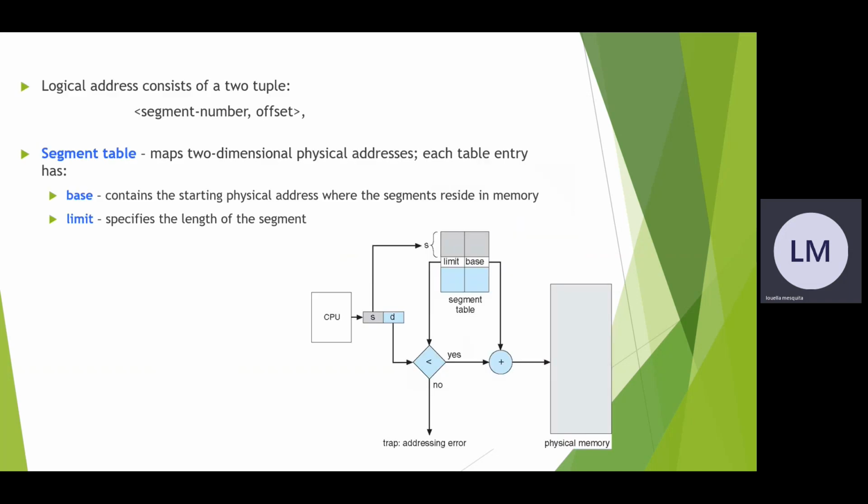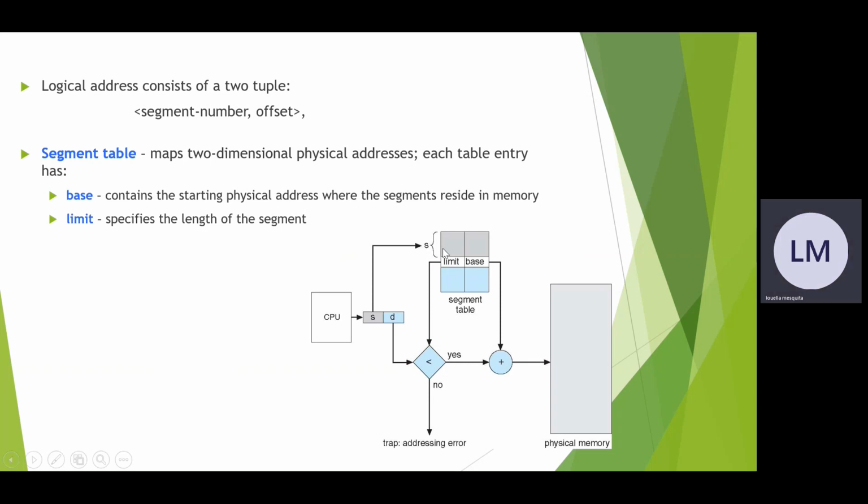When we talk about segmentation, the logical address consists of two parts: the segment number and the offset. It is a two-dimensional address, but the physical address is one-dimensional. So here, the memory management unit maps a two-dimensional logical address to a one-dimensional physical address. And this mapping is done with the help of a segment table.